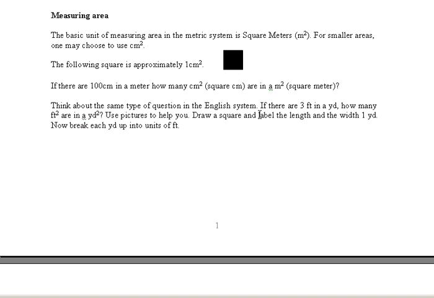Think about the same type of question in the English system. If there are 3 feet in a yard, how many square feet are in a square yard? Well, there would be 9 square feet in 1 square yard. Okay, because you have to square the number. 1 foot is 1/3 of a yard, exactly 1/3 of a yard. Or you could say a yard is 3 feet, and 1 square yard is 9 square feet. Okay, you square the 3, just like back here. 100 centimeters in a meter, square the 100, 10,000 square centimeters in 1 square meter.